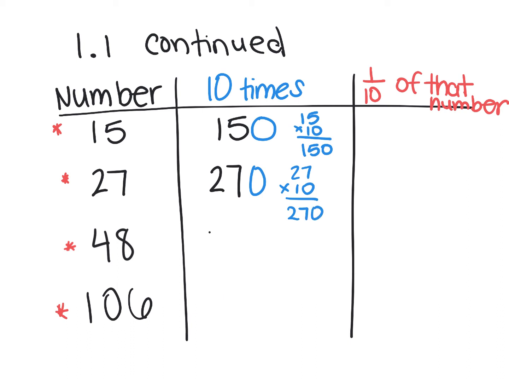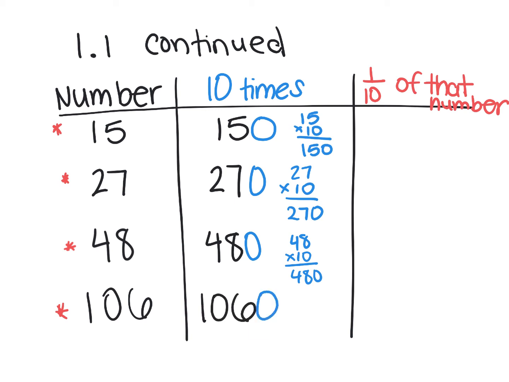It's also going to work for 48 and 106. 48 becomes 480. 48 times 10, 480. And last, we have our largest number, 106. It still works. I'm adding my 0 on the end, and I now have 106 times 10, which gives me 1,060.